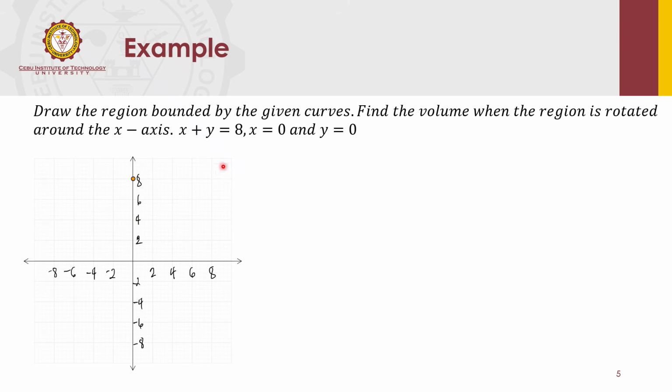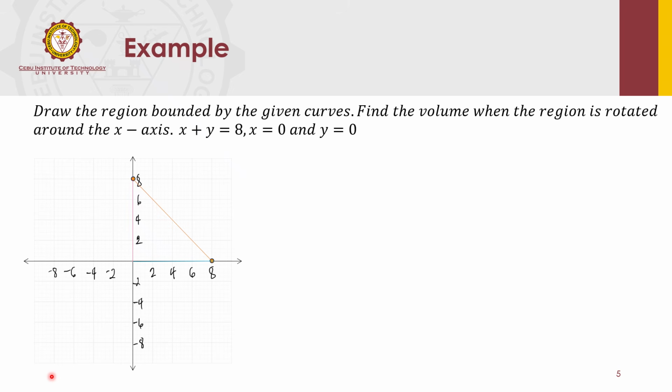And then for the x-intercept, if y is 0, x is also 8. So the second point would be located on the x-axis. We now connect the 2 points forming the line, and together with this line, we have x equals 0 for the y-axis and y equals 0 for the x-axis to form the region that we're going to rotate around the x-axis.